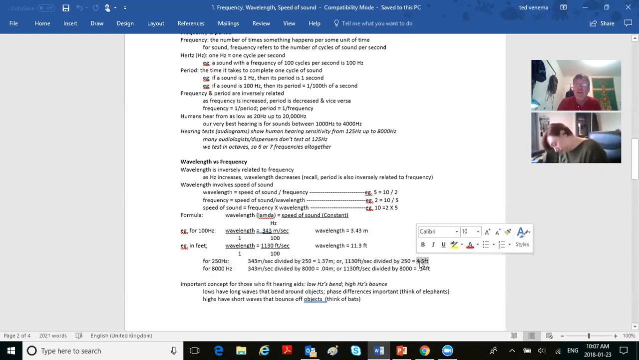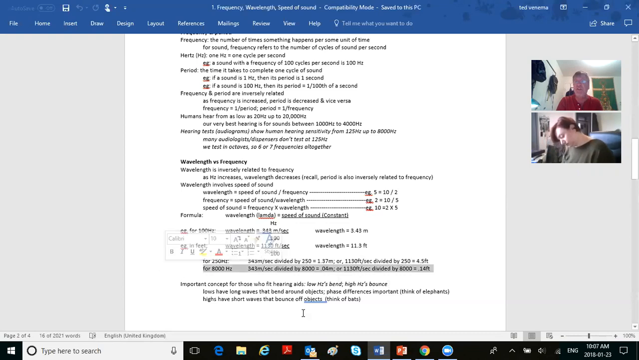Okay? So you think of the middle C tone on a piano, just average middle C on a piano in music. Well, that tone is 4.5 feet long. Let's go to 8,000 hertz. That's the highest frequency that we test human hearing, because recall, we test hearing from 125 hertz up to 8,000 hertz.